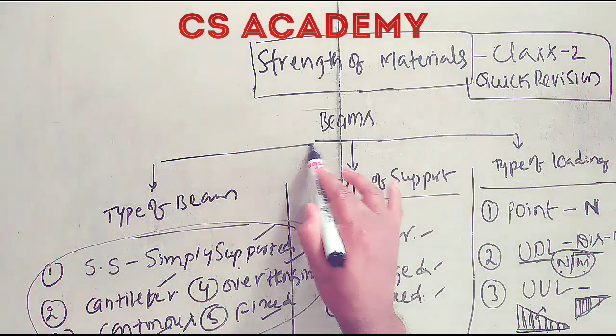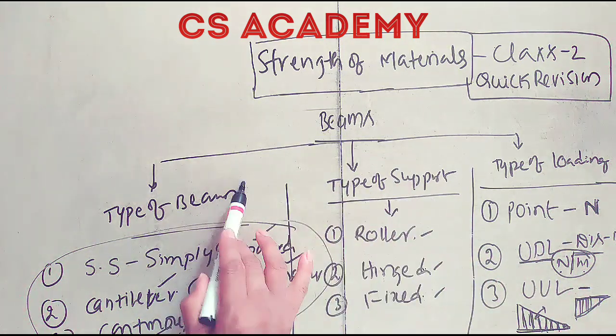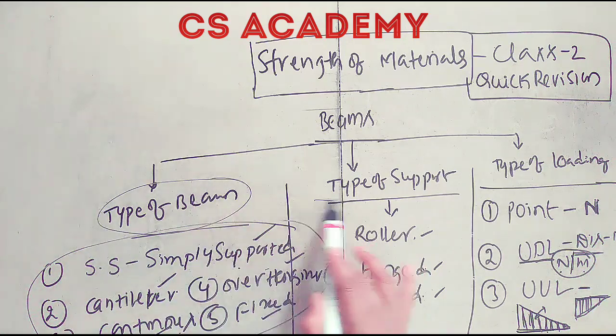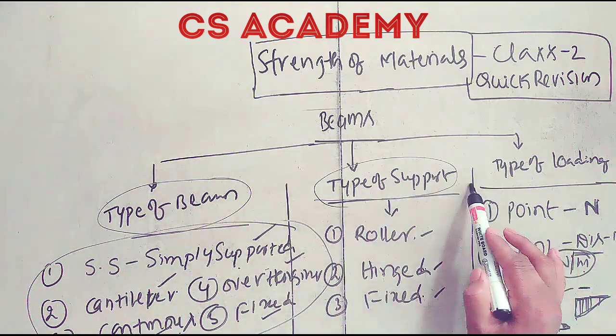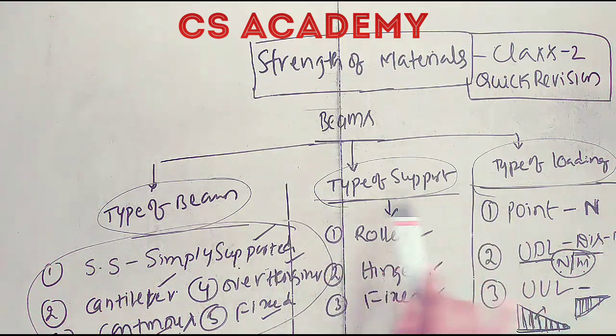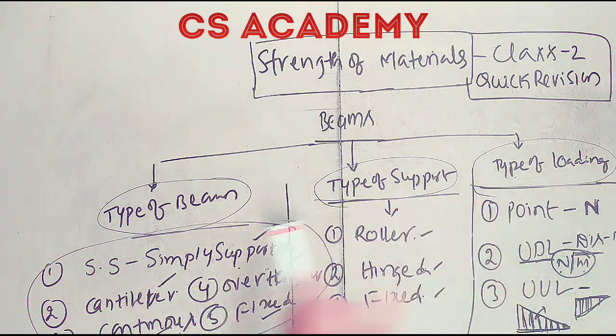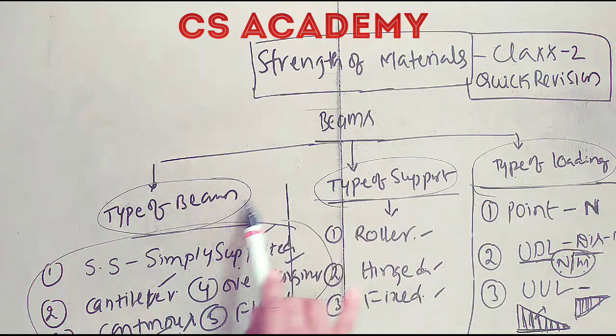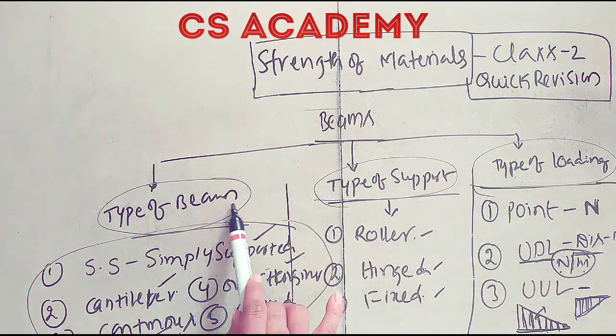Finally, in beams we have to know, first of all, the type of beam, the type of support, and the type of loading also. The type of loading is very important, whether point load, UDL or UVL. Now we will discuss each and every thing. It is a combination of beams with loading, which you are applying to the type of beam.